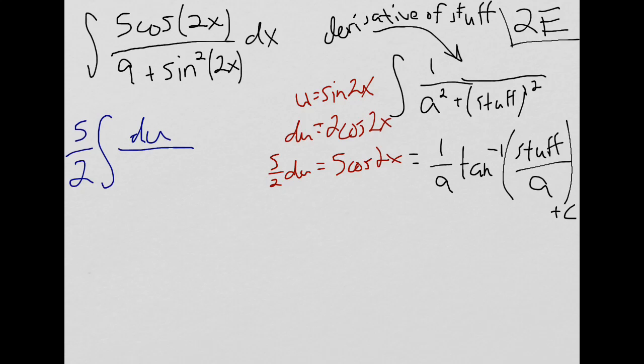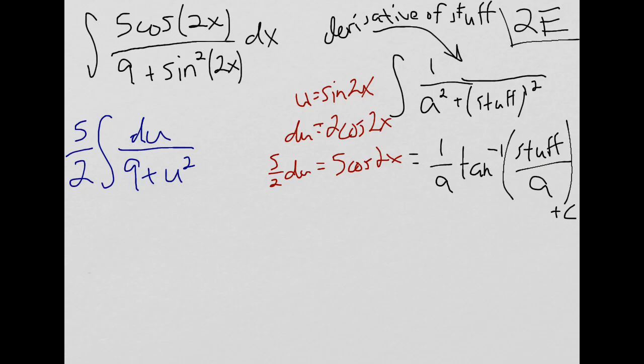Now I've got 9. That doesn't show up anywhere here, so I'll just write my 9 plus. And then I've got my sine of 2x squared. My u was sine of 2x, so I clearly have u squared. Now you should see that this is the integral of tan inverse, the way you would see it more traditionally written in a book as opposed to this.